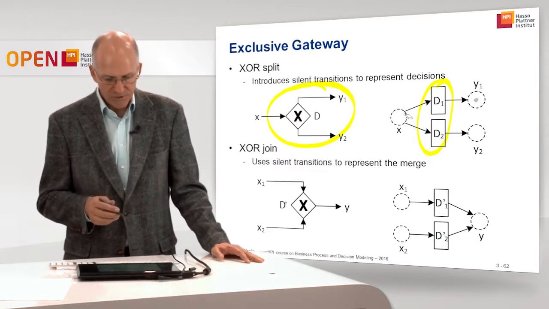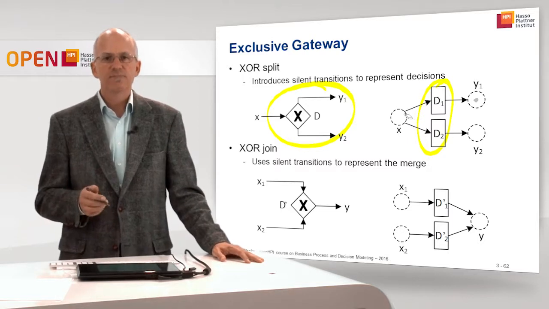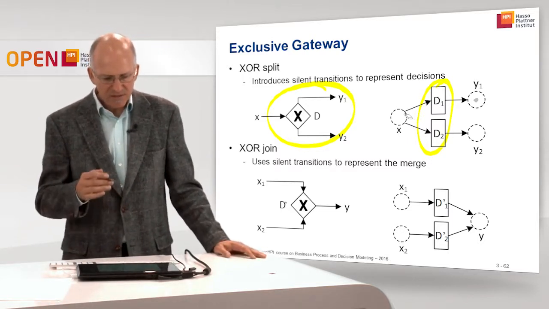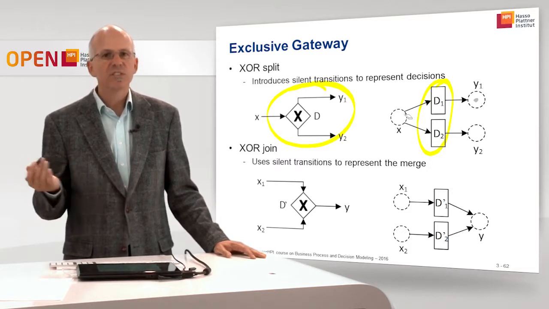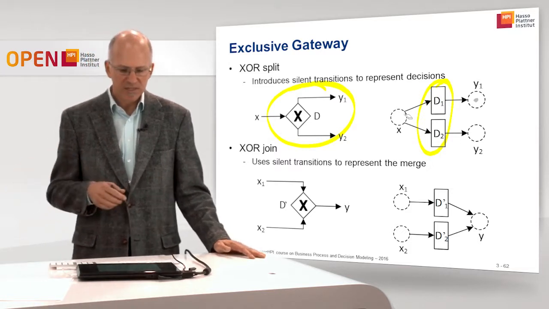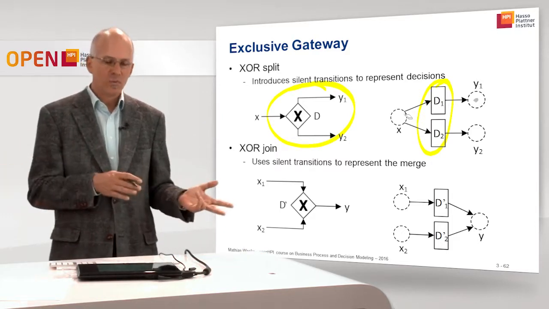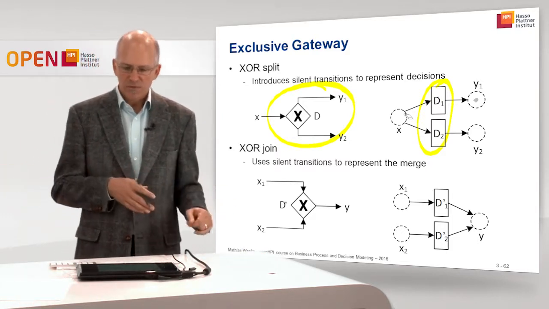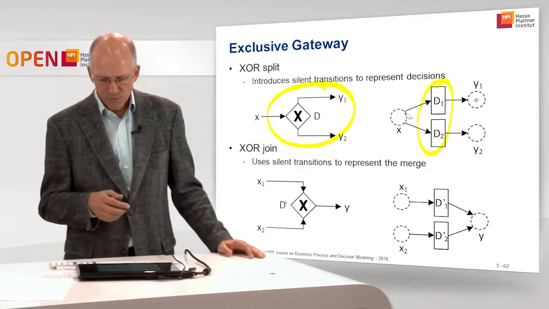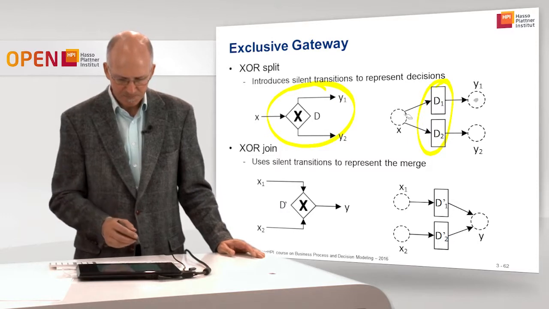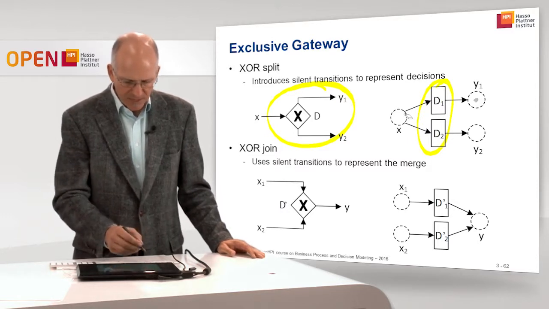Again, there are no conditions attached because we are not looking into specific data as well. We just look at the set of possible behavior. The possible behavior, regardless of the conditions, is either I go for Y1 or I go for Y2. And this either Y1 or Y2 is represented by the PetriNet fragment on the right-hand side.